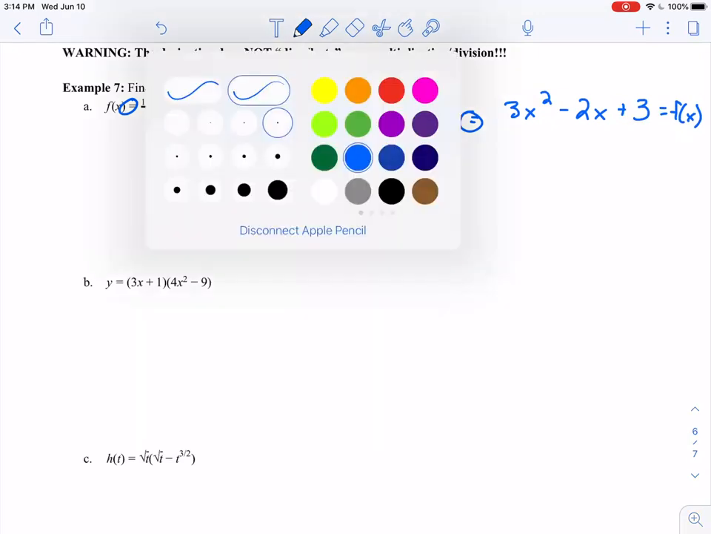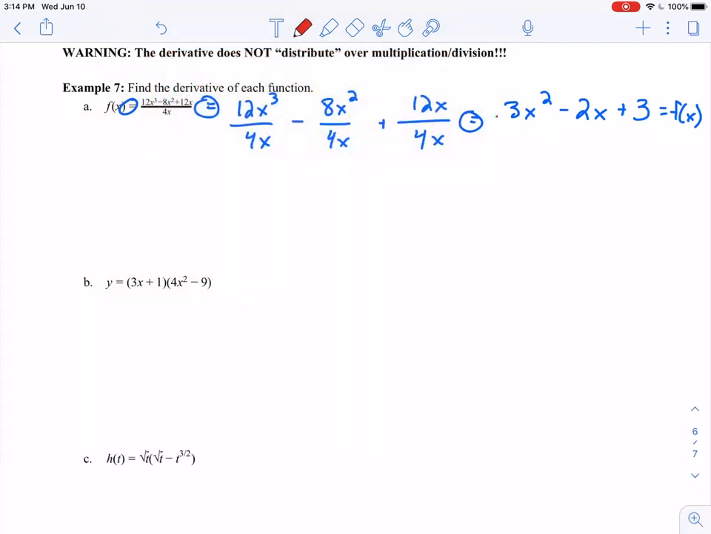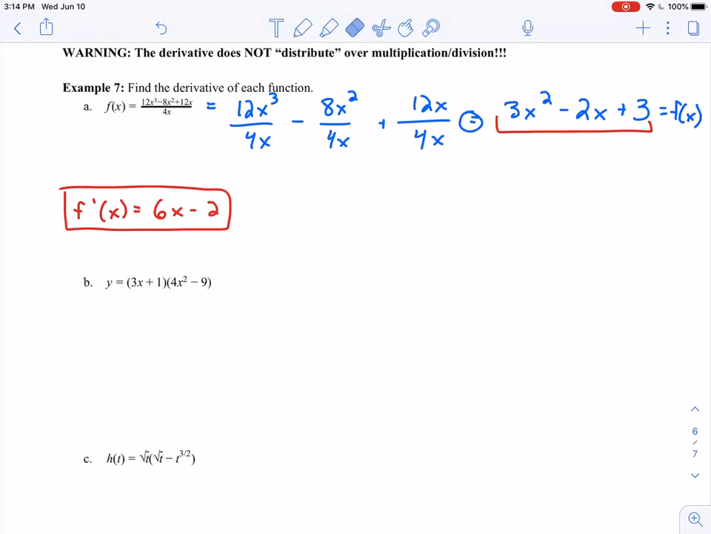Let me do that real quick. I'm going to take the derivative of this function right here. So f prime of x, when I go to take the derivative, should look like 6x minus 2. Here is my derivative. So I know that that's my derivative. Let me show you really quickly why we can't just take the derivative of the numerator and the denominator. Let me make some space right here.